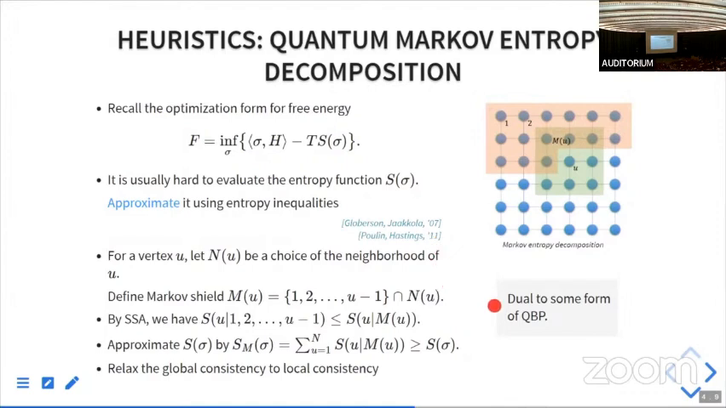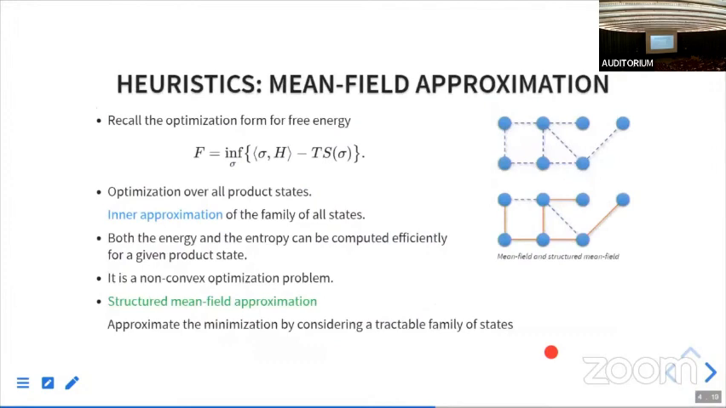They also noticed that because of the similarity of this method to the beta approximation, they can derive some form of quantum propagation. It's a different set of rules for how messages propagate. You can think of it as an analog of another form of quantum propagation.